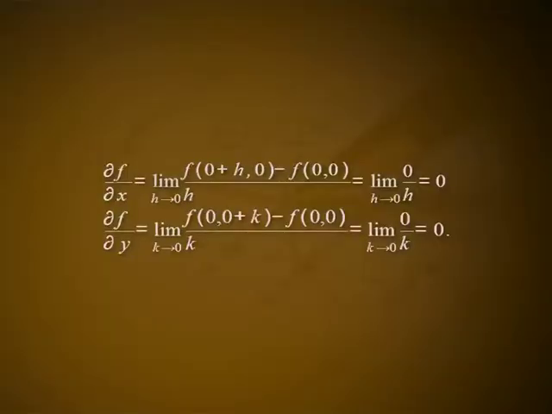Again, at (0, 0), ∂f/∂x is equal to the limit of f(0 plus h, 0) minus f(0, 0), all divided by h, as h tends to 0, which is equal to the limit of 0 by h as h tends to 0, which is equal to 0. ∂f/∂y is equal to the limit of f(0, 0 plus k) minus f(0, 0), all divided by k, as k tends to 0, which is equal to the limit of 0 by k as k tends to 0, which is equal to 0.